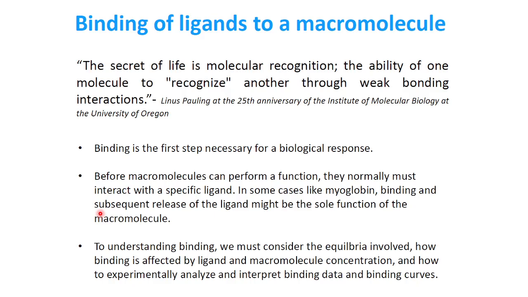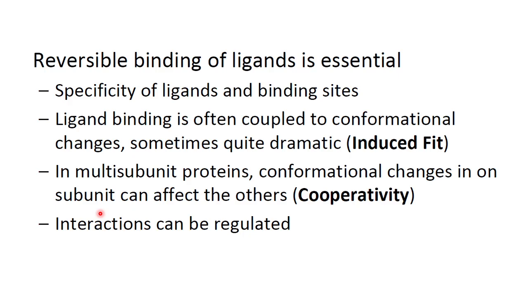Just the binding is not very important. We also need to do a lot of analysis to get an idea about everything, like whether it's a weak or a strong interaction, how well they're interacting, and information about the binding site. All this information matters to us. One characteristic feature of binding is that the specificity of ligands and the binding site should be such that there is reversible binding between the ligands and the protein they are interacting with.